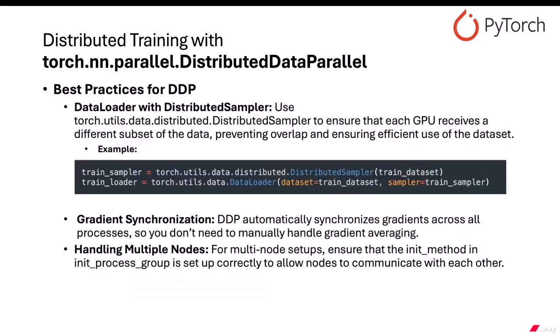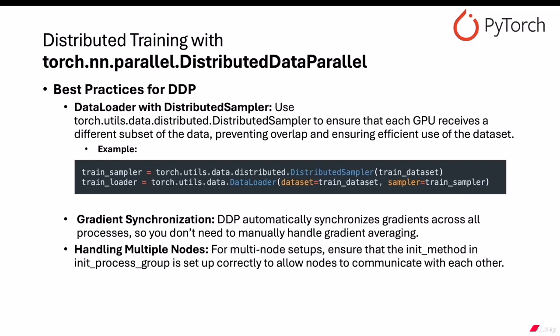Best practices for DDP. Data loader with distributed sampler. Use torch.utils.data.DistributedSampler to ensure that each GPU receives a different subset of data, preventing overlap and ensuring efficient use of the dataset. Example is train_sampler equal to torch.utils.data.DistributedSampler and pass the train dataset. Train_loader equal to torch.utils.data.DataLoader. Dataset is equal to train_dataset and sampler is equal to train_sampler.